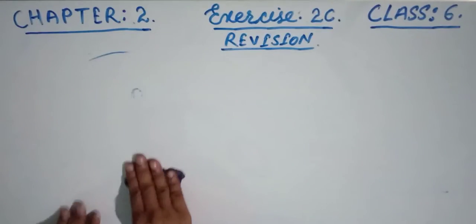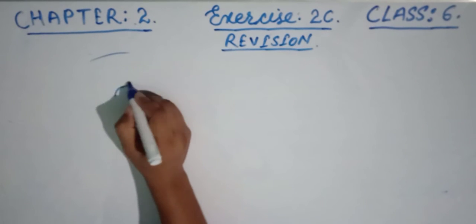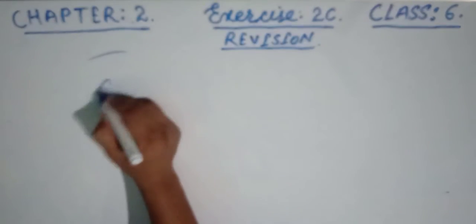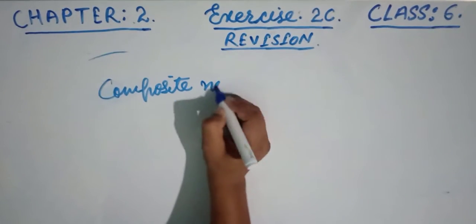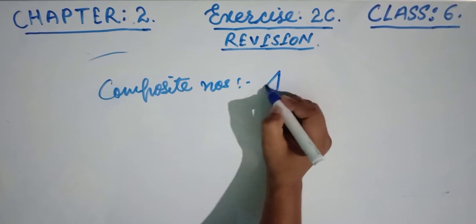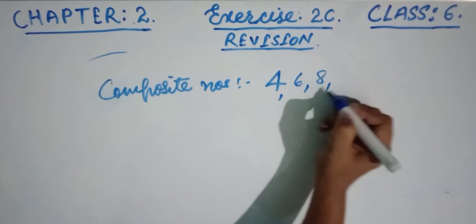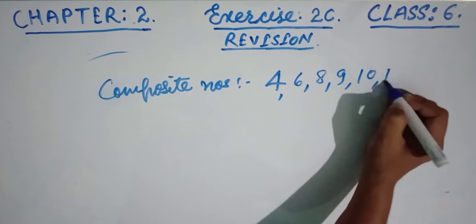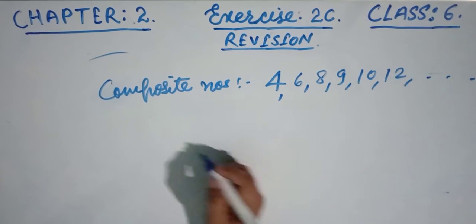Now the next important point: every composite number can be factorized into primes in only one way. And the composite numbers, friends, have a look at the examples. The list of composite numbers: 4, 5 is prime so no, 6, 7 no, 8, 9, 10, 12. These are all composite numbers. Now see the composite numbers.